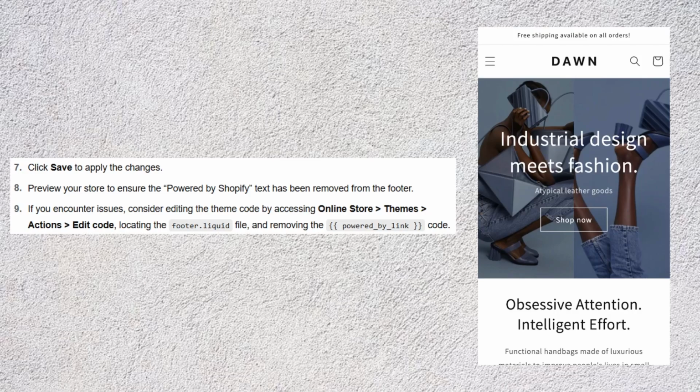Preview your store to ensure the Powered by Shopify text has been removed from the footer. If you encounter issues, consider editing the theme code by accessing Online Store and Themes. Then, Actions and Edit Code, locating the footer.liquid file and removing the Powered by link code.